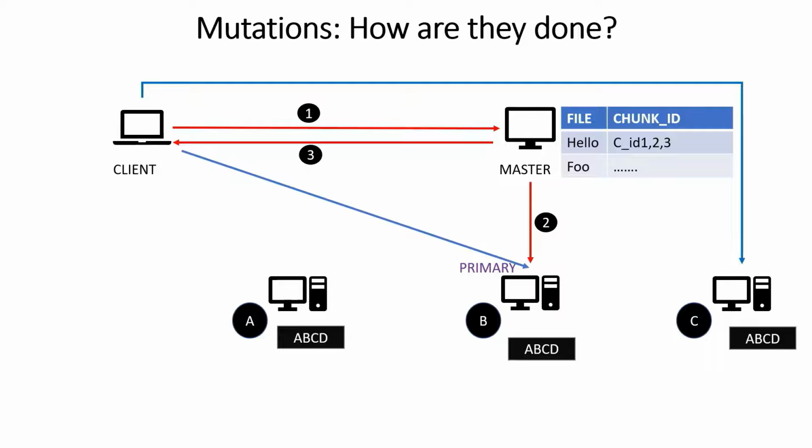Now the client contacts the primary and tells it that it's a write operation and not a record append. So now it is the job of the primary to tell both the chunk replicas what to do with the particular data that they are holding.